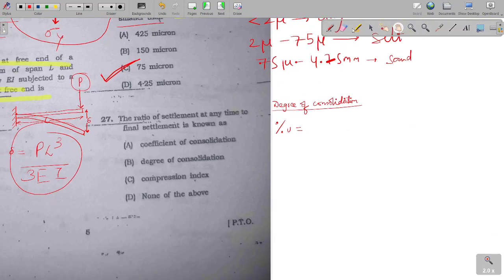Let's come to our next question. The question says ratio of settlement at any time to final settlement. So settlement at any time, delta small h upon delta capital H into 100. This is settlement at any time, this is final settlement. So this is the degree of consolidation.